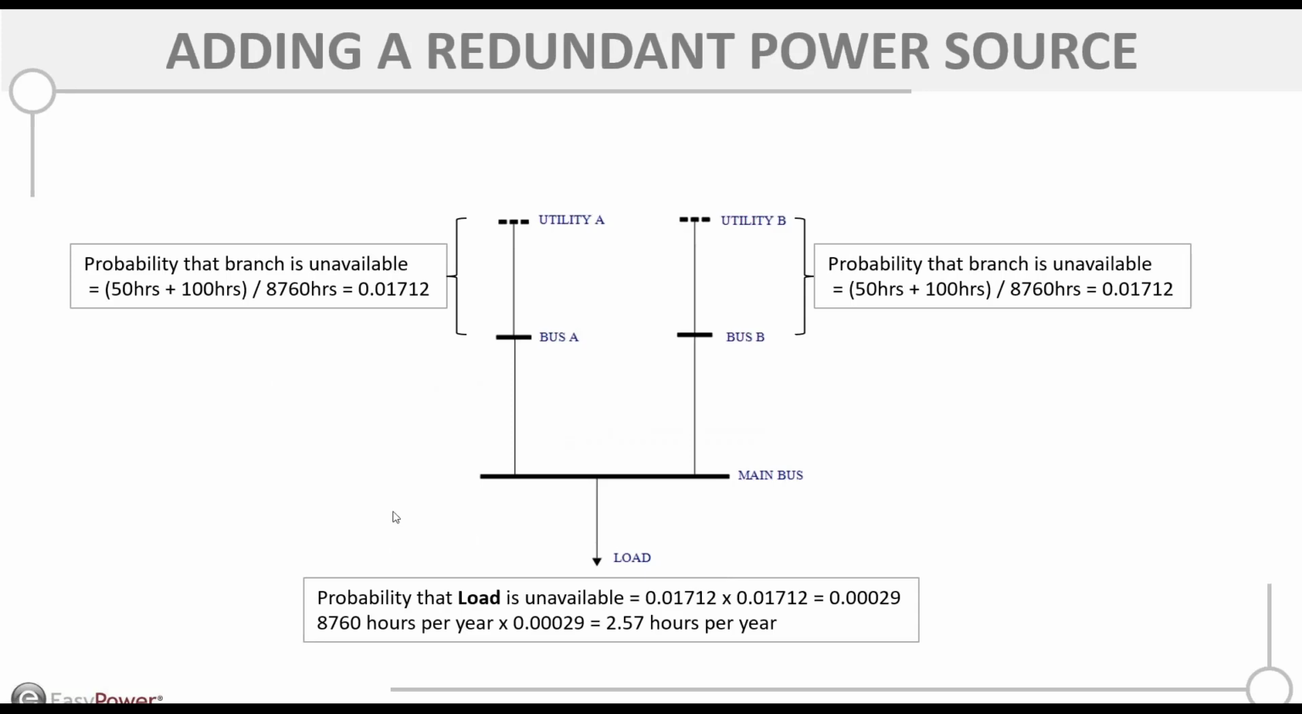Let's look at adding a redundant power source. The first branch stays the same, 150 hours a year. There's my probability. Now I add a second branch. Let's make the assumption that this utility is a separate source, so that it's not tied to the reliability of the components or the substation or anything related to the first utility. In other words, when this utility goes down, the reliability of this one is orthogonal to it and it will still be up. The bus we're going to assume is the same type of bus and therefore has the same failure rate. So we're down the same amount on this branch.